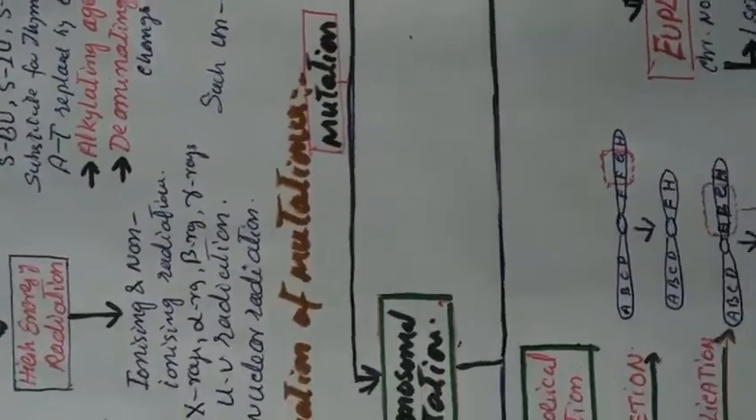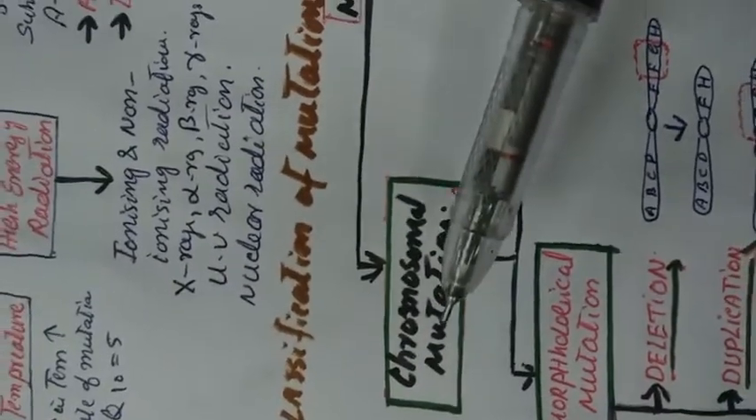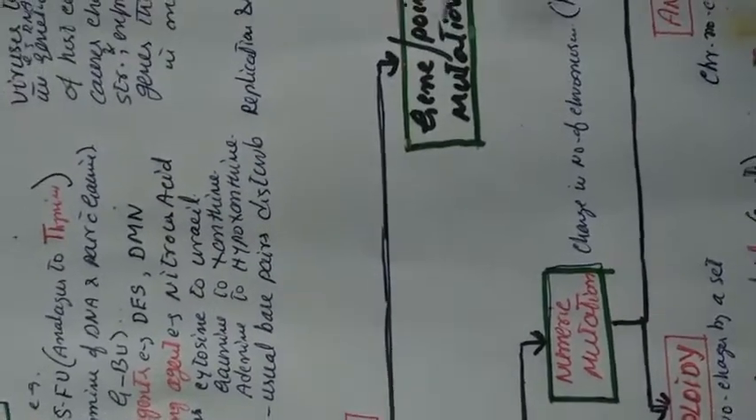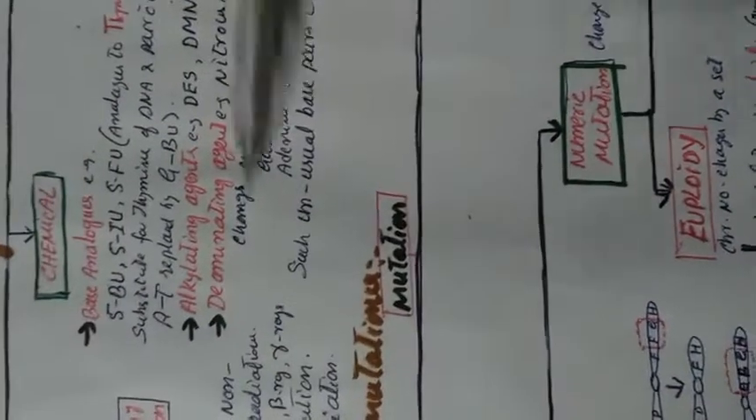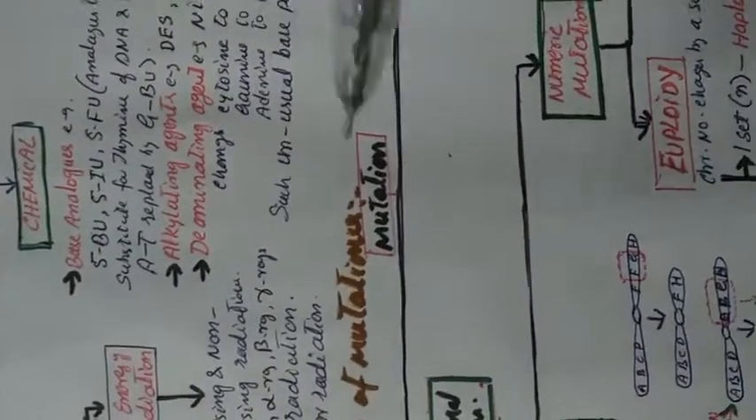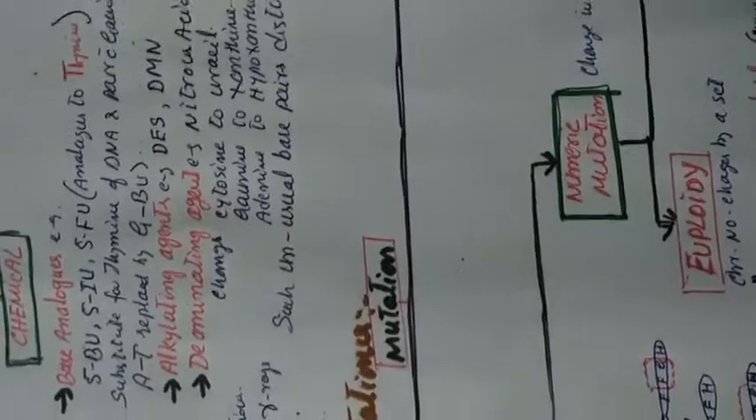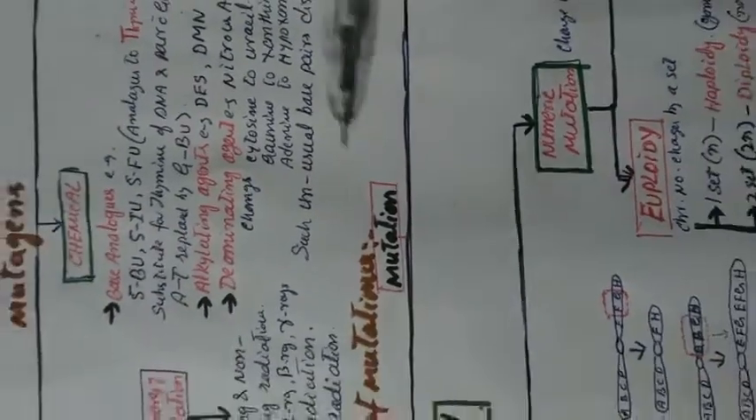Now we'll come to the classification of mutation. Mutation is broadly classified into two types. Number one is chromosomal mutation and number two is gene mutation, also known as point mutation. Now we will discuss in detail about these two types of mutation, that is chromosomal mutation and gene or point mutation, in our next topic.